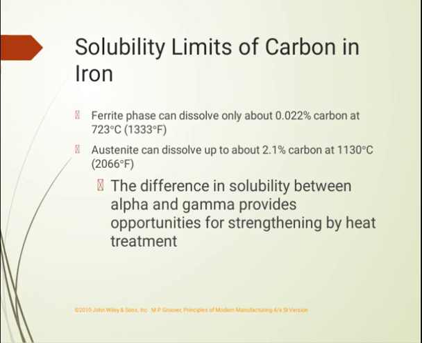Ferrite phase can dissolve only about 0.022% carbon at 723 degrees centigrade. Austenite can dissolve up to about 2.1% carbon at 1130 degrees centigrade. The difference in solubility between alpha and gamma provides opportunities for strengthening by heat treatment.